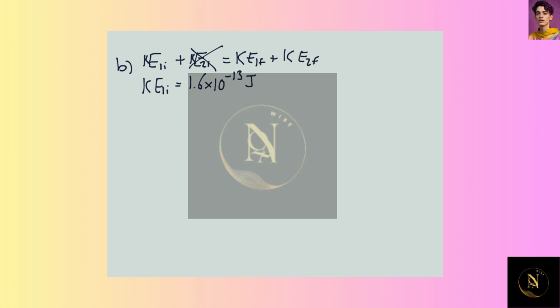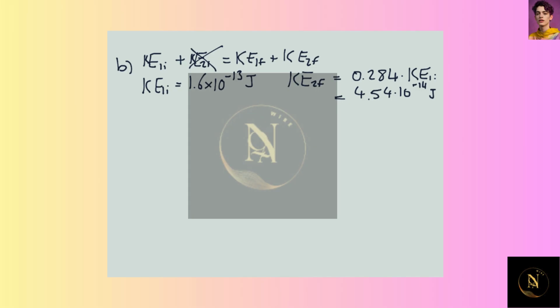Now from our previous question, we also know that KE2F is equal to 0.284 multiplied by KE1 initial. So now we can find that by just substituting in and calculating. It ends up being 4.54 times 10 to the negative 14 joules, obviously, because we're working with energy.